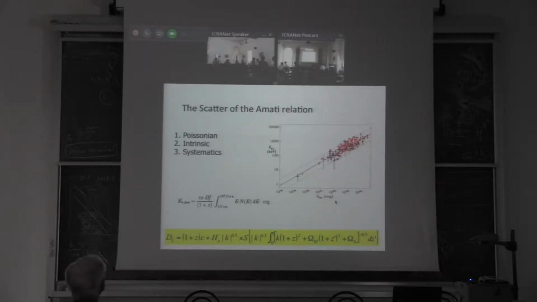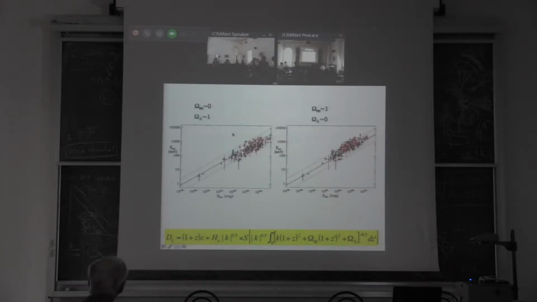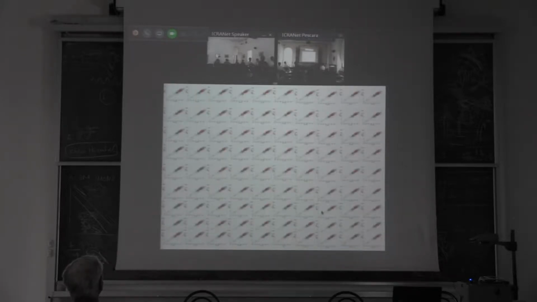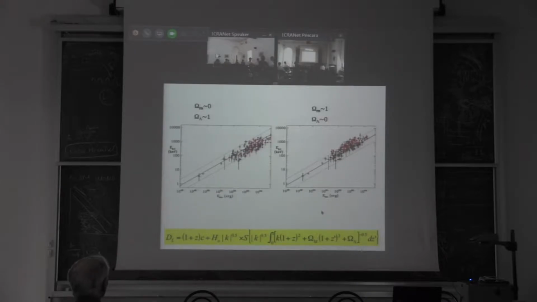And we have avoided this problem by working on the scatter of the relation. We have noted in our paper that we can plot the Amati relation by assuming, for example, omega m equals 0, omega lambda equals 1, you get this. And then, on the other boundary, omega m equals 1, omega lambda 0, like this. And then we can do it step by step, 0.01. So omega m is 0.01, omega lambda 0.99, and so on.